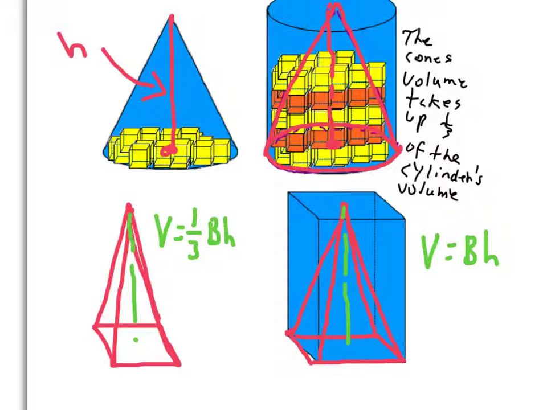So that's how we understand the formula. It's just 1/3 of what it would be. The pyramid's volume is 1/3 of what it would be if it was a prism with the same base area and height. So let's look at some examples.